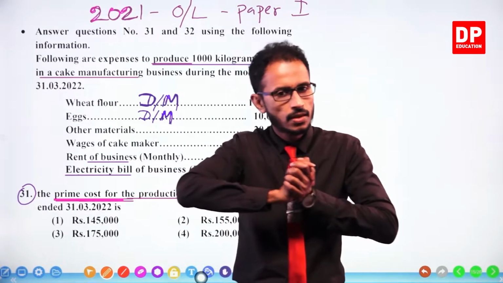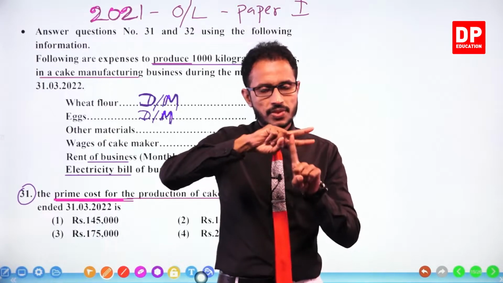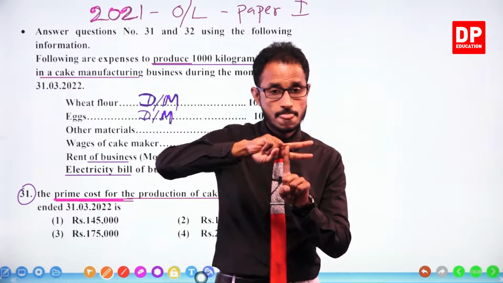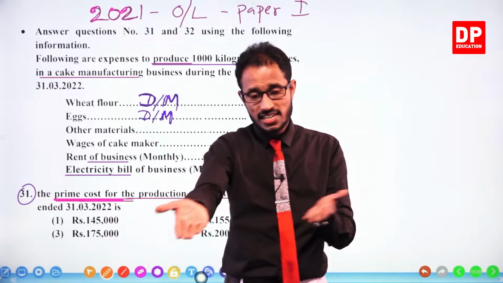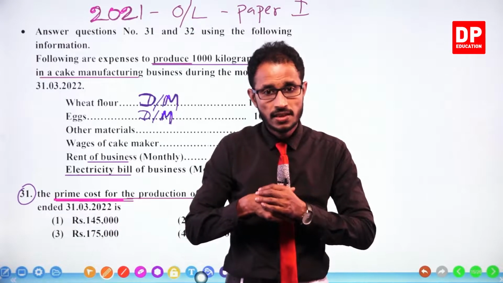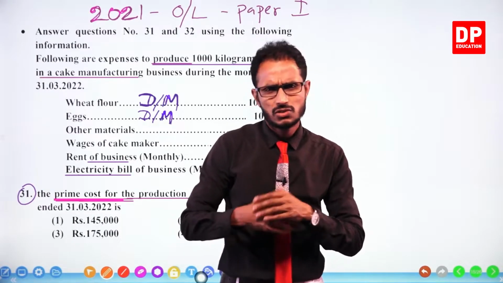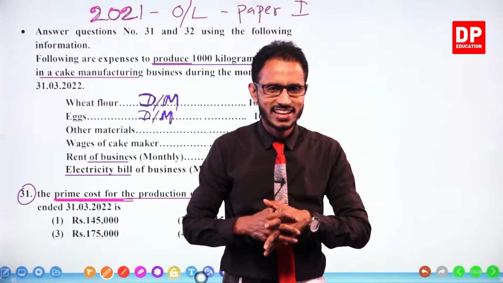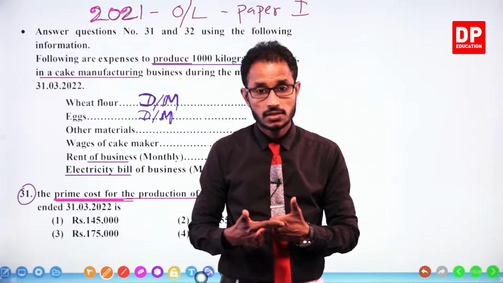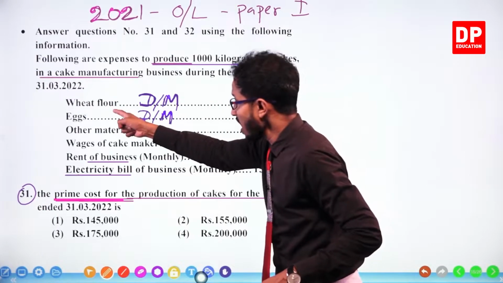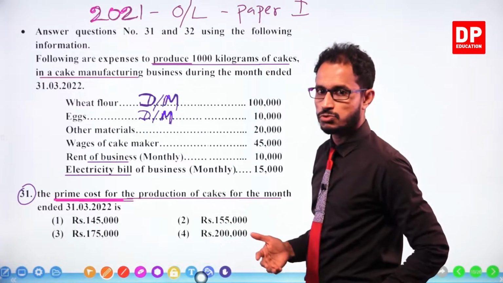Let's say furniture. The good is furniture, not cakes. We did this lesson, right? If the good is furniture, the main material which can be directly identified when the furniture product is finished is wood. Maybe if it is a sofa or settee set, cushion is also there. So likewise, wheat flour is the main material to produce cake, as well as eggs must be used. So both are direct materials.